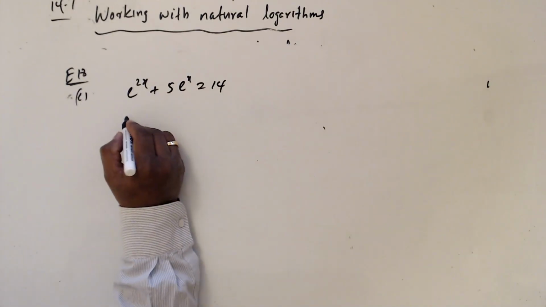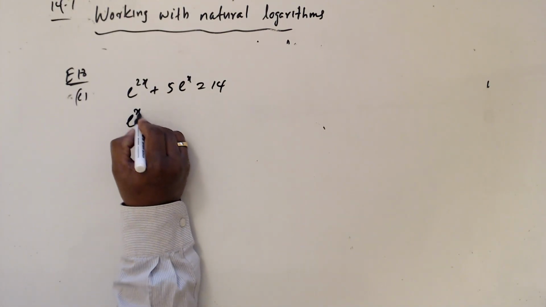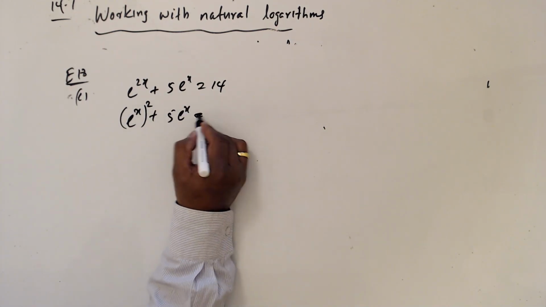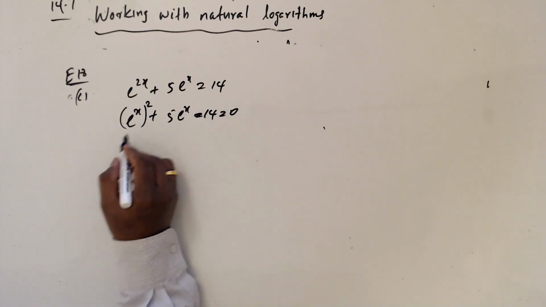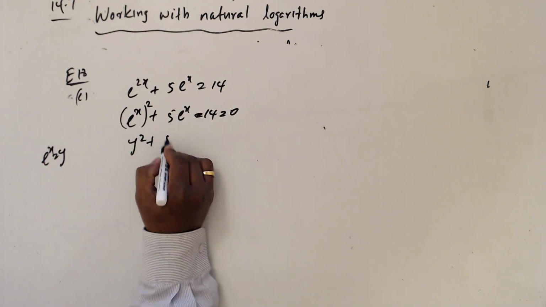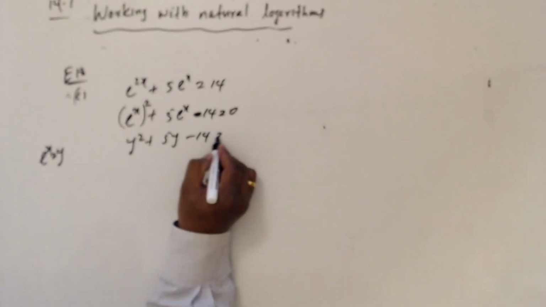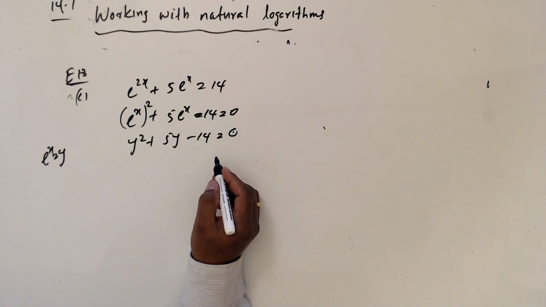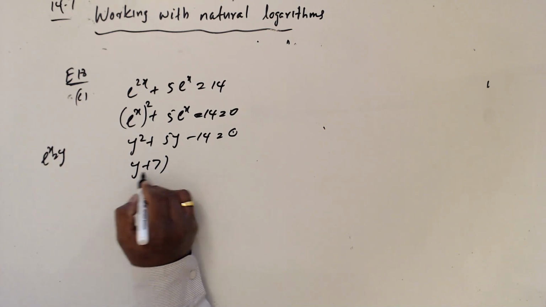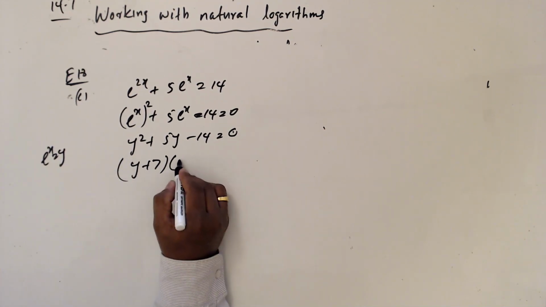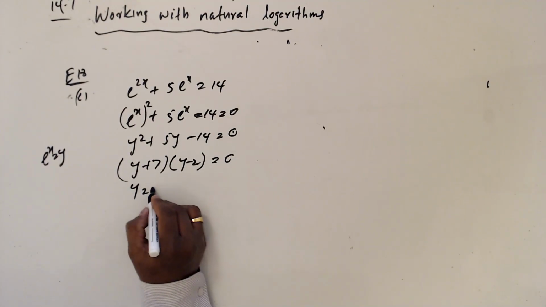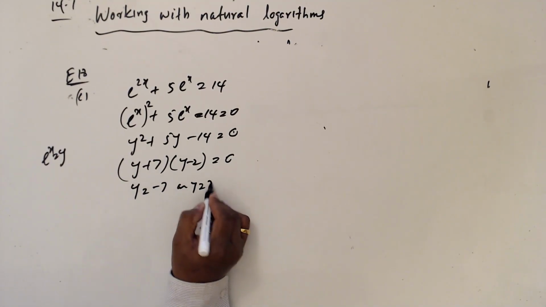This is C. We can write e to the power x, squared, plus 5 e to the power x minus 14 equals 0. This is a quadratic form. When you take y equals e to the power x, this is y squared plus 5y minus 14 equals 0. Then this is y plus 7 and y minus 2 equals 0. So y equals minus 7 or y equals 2.